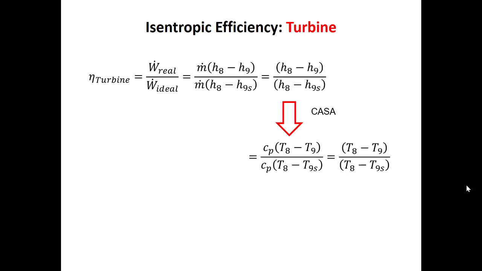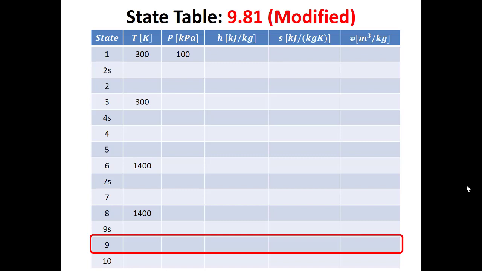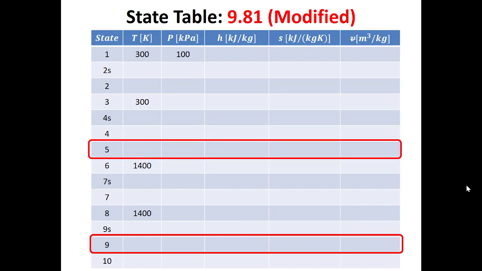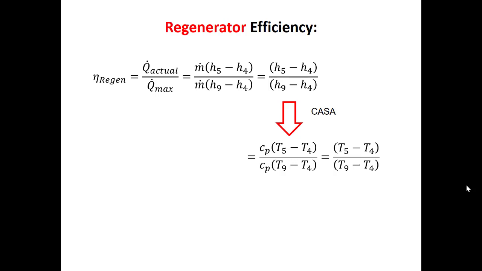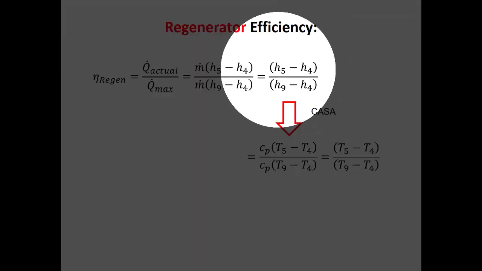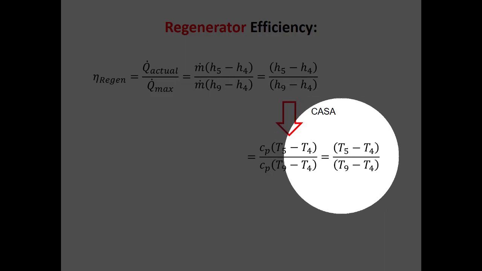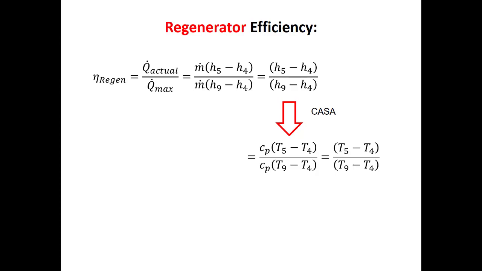And now remember, we needed to find state 9 in order to fix state 5. So now that we found state 9, we can go back to state 5. And at state 5, when we did the regenerator efficiency, we were left with this equation, which was one equation with two unknowns because we didn't know H5 or H9, or we didn't know T5 and T9 if we were doing a cold air standard analysis. But now that we've moved through the rest of the cycle, we've found H9 and T9, so we can go back and use this regenerator efficiency to find the temperature at state 5.